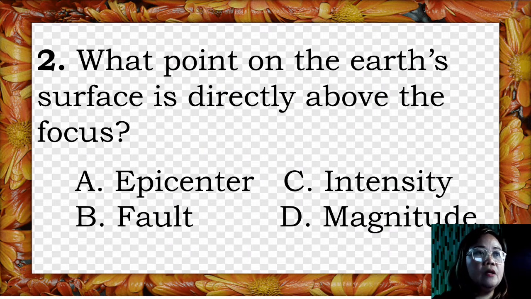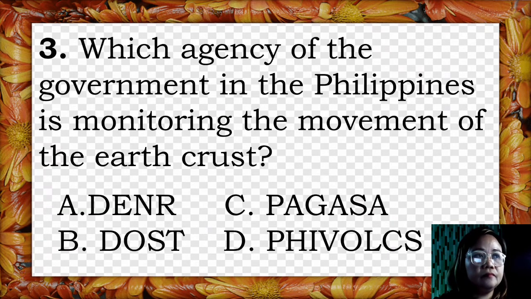Two, what point on the Earth's surface is directly above the focus? A, epicenter, B, fault, C, intensity, D, magnitude. The correct answer is letter A, epicenter. 3. Which agency of the government in the Philippines is monitoring the movement of the Earth's crust? A, DENR. B, DOST. C, PAGASA. D, PHIVOLCS. The correct answer is letter D, PHIVOLCS.